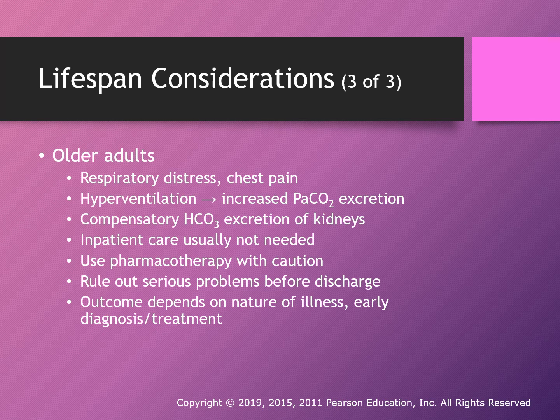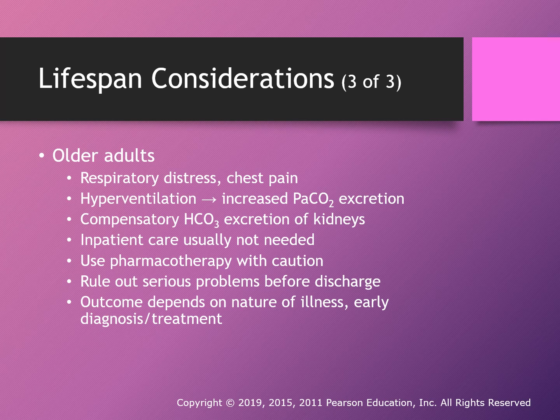Many older adults can maintain acid-base balance under normal conditions. Respiratory distress and chest pain are commonly seen in older adults with respiratory alkalosis. Increased PaCO2 levels or excretion from hyperventilation, so we're getting rid of it, occurs with compensatory response of the bicarbonate excretion of the kidneys. Hyperventilation in older adults may originate from hypoxia, pulmonary emboli, or anxiety. So we need to make sure that we're monitoring urinary output as well.